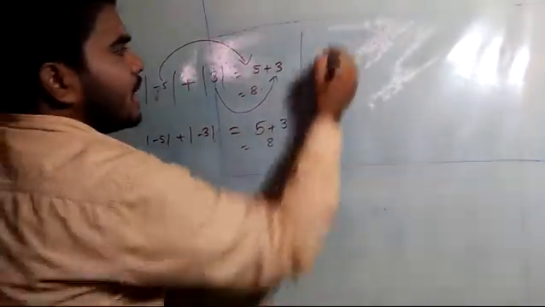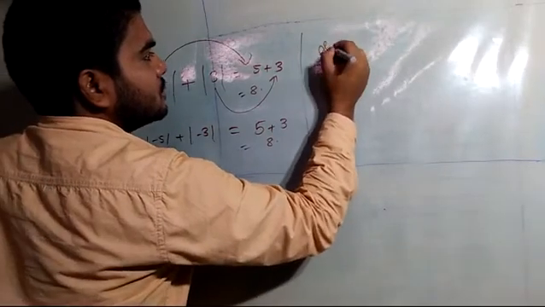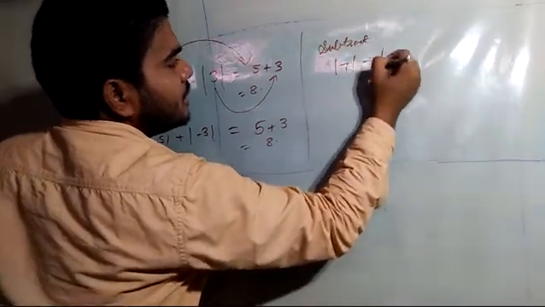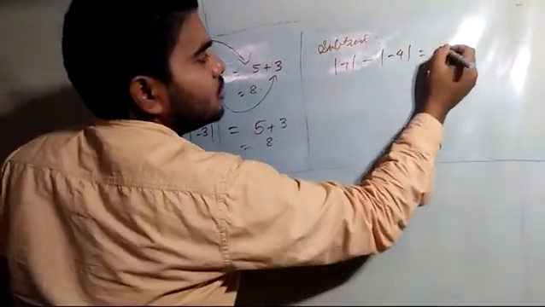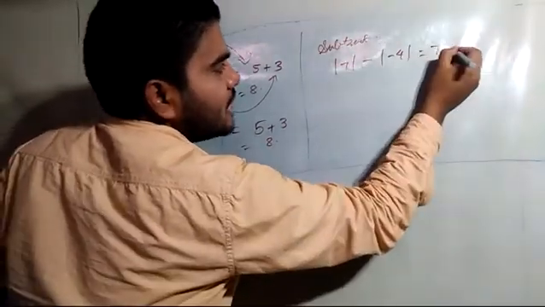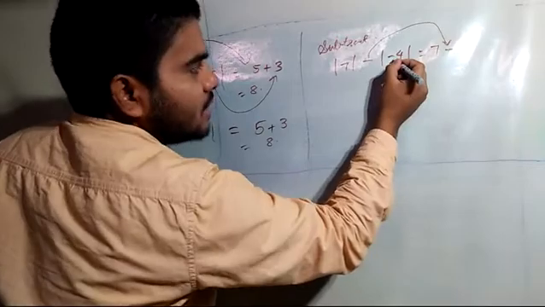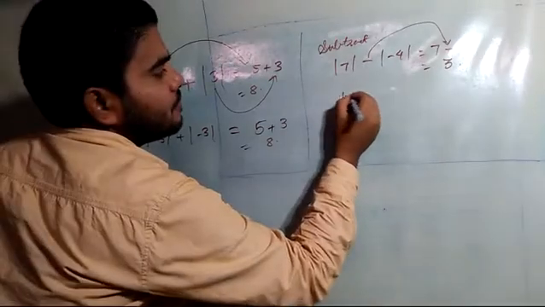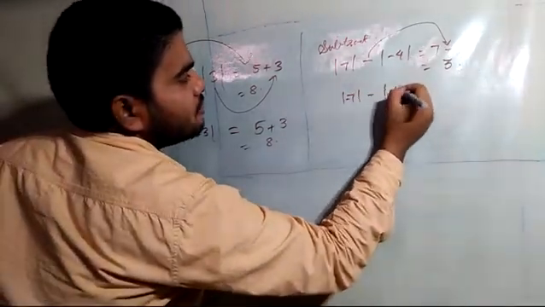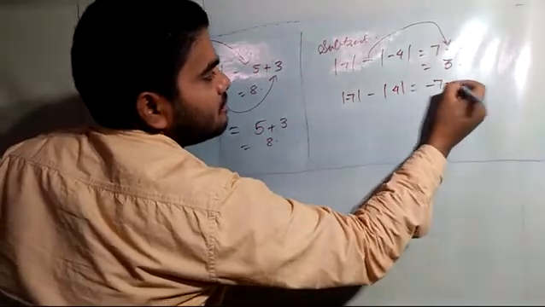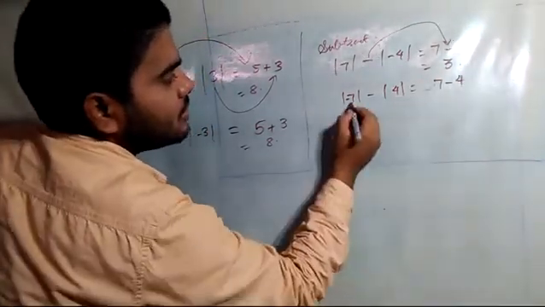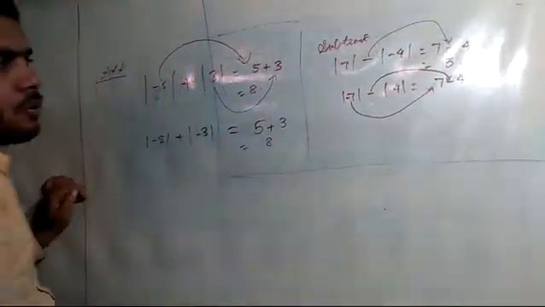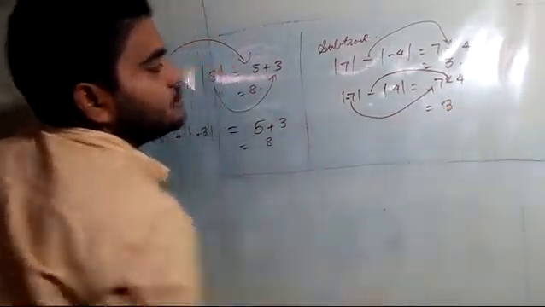Now if you have to subtract, what are you going to do? Mod of 7 minus mod of -4. This minus sign is there, this sign will come here as it is, and then mod of -4 will be +4. So 7 minus 4 is 3. Now if you have mod of -7 minus mod of +4, then also you see this becomes +7, this minus will remain as it is, and this 4 will be 4. So here it will be 3.